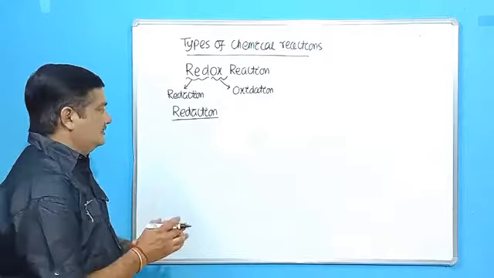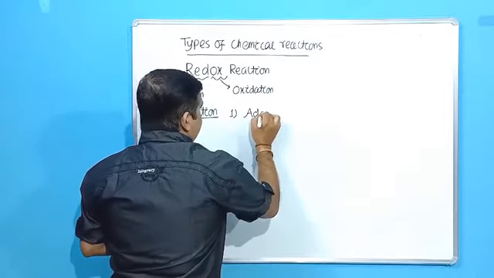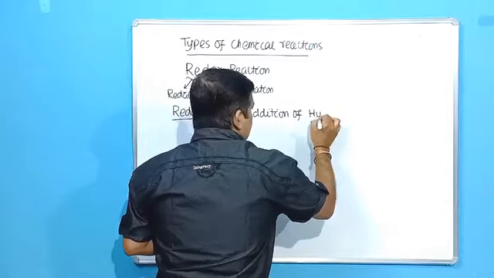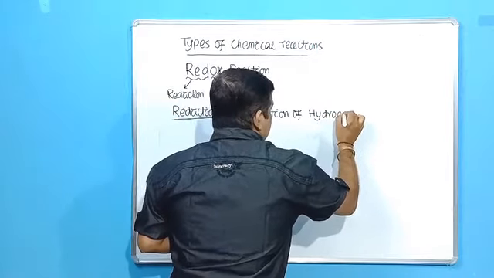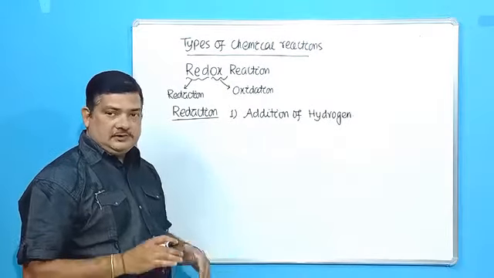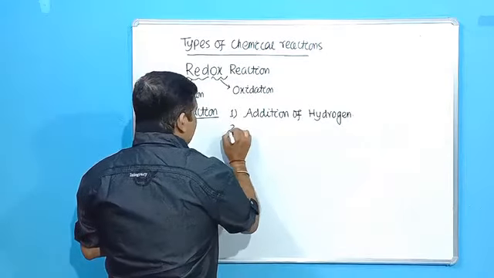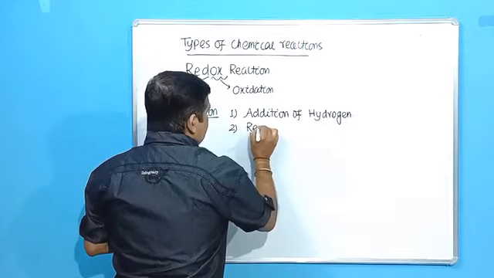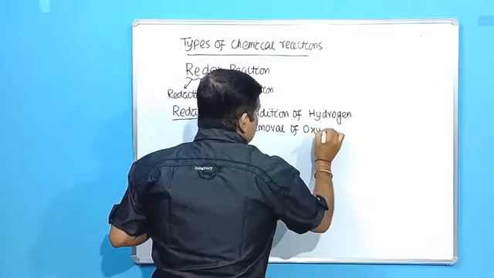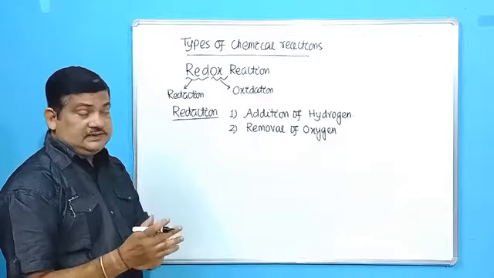There are old concepts and there are new concepts. So what is the old concept? Number one, addition of hydrogen. So how to define reduction? The first point, it is addition of hydrogen. So when hydrogen is added, definitely oxygen will be removed. That means in other words, removal of oxygen is also known as reduction. Removal of oxygen. So these are old concepts.